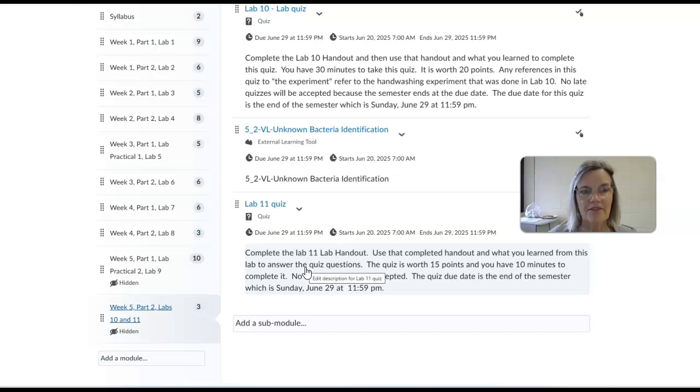Remember that everything is due on Sunday. Everything's due Sunday, June 29th. If you hand it in late, it will not record. I cannot extend your due dates because the semester is over on Sunday, June 29th. That's as long as I could extend it. So if you are unable to do these labs, it's just what it is. You can't hand in any labs late in this situation.